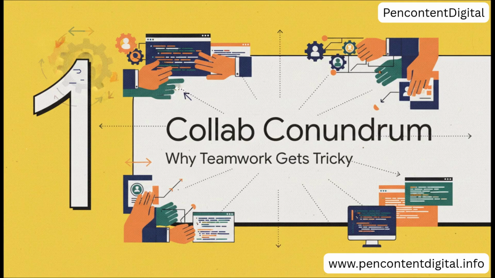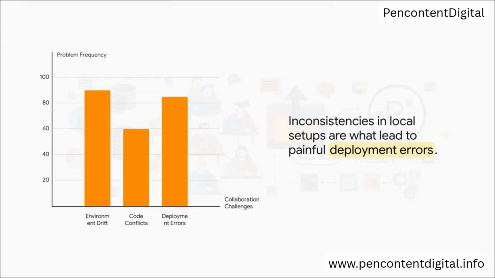But as soon as you bring multiple developers onto a single project, you start running into some very specific and honestly predictable challenges. Now, what's really fascinating here is how these two biggest issues, environment drift and deployment errors, are basically two sides of the same coin. Think about it. All those little inconsistencies between everyone's local setups are exactly what blow up into those painful errors when you try to go live.